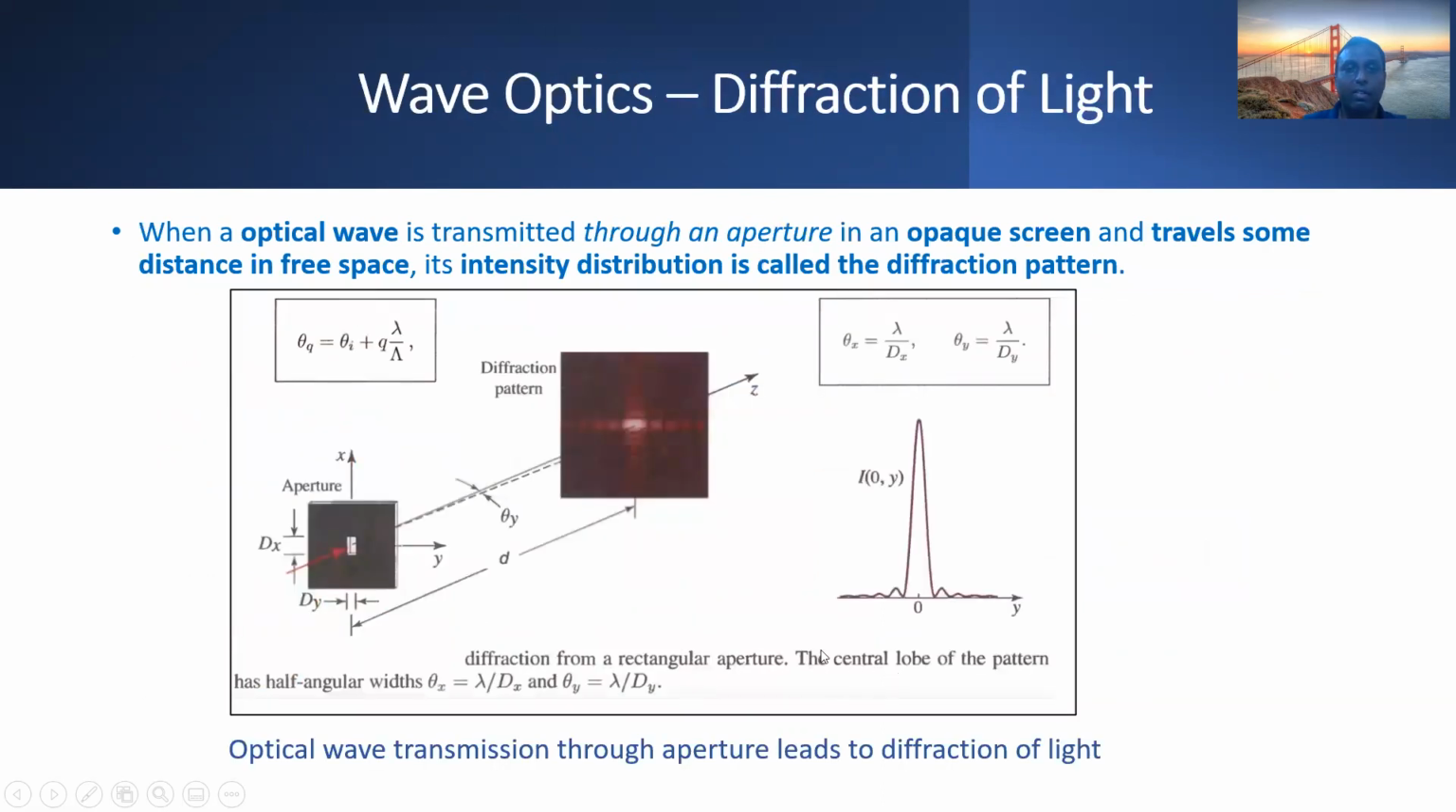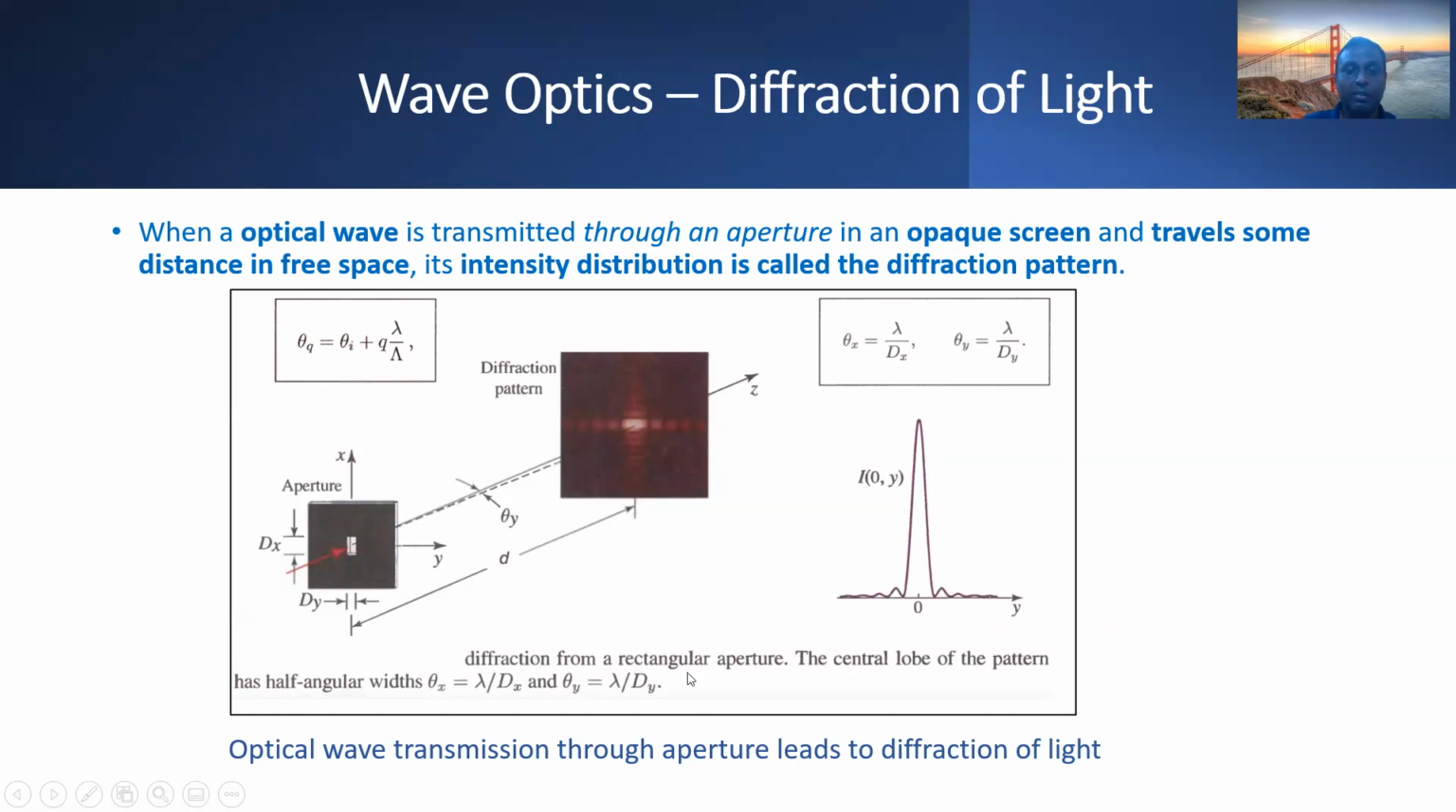Next one is diffraction of light. Okay, when an optical wave is transmitted through an aperture in an opaque screen and travels some distance in free space, its intensity distribution is called a diffraction pattern. That's shown here. The aperture has dimensions dx and dy. So when the light travels through here, it will create a diffraction pattern.